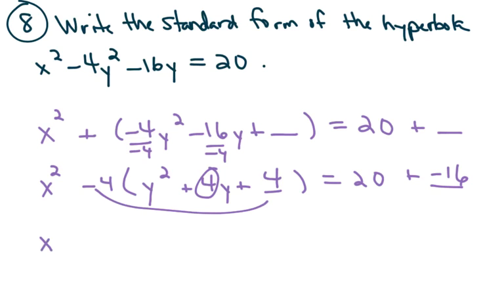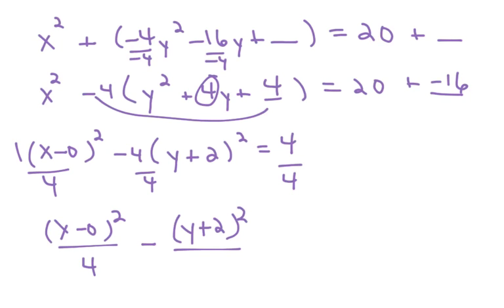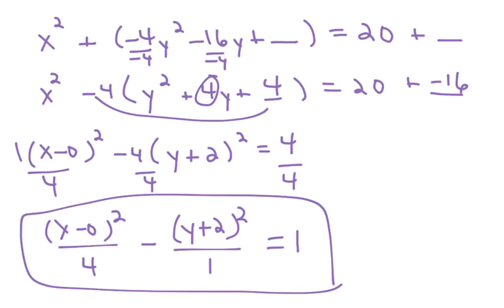If this makes you feel better, I'm going to write this as x minus 0 squared minus 4 times y plus 2 squared is equal to 4. And then we have one last step, which is to divide everything by 4. The first fraction is still going to remain as 1 over 4, so it's going to be x minus 0 squared over 4 minus y plus 2 squared over, 4 over 4 is 1, equals 1. We don't normally write y plus 2 squared over 1, but I like to leave it in the equation because it helps me out when I'm graphing.